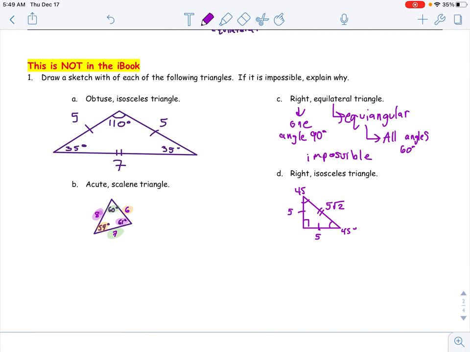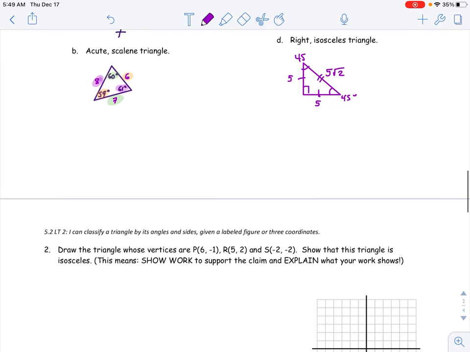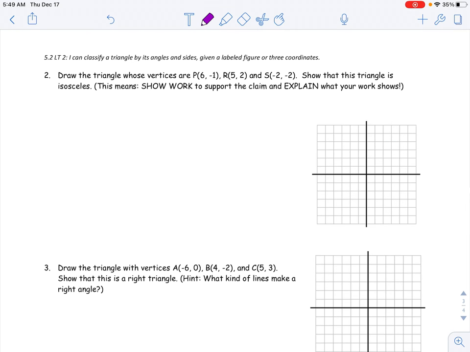Alright, so that's just some sketching. Again, I'm a really good drawer. You guys are probably impressed right now. But now we are going to do some graphing. Alright, this is going to be intense stuff right here.